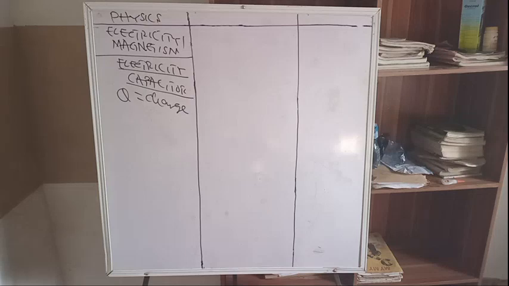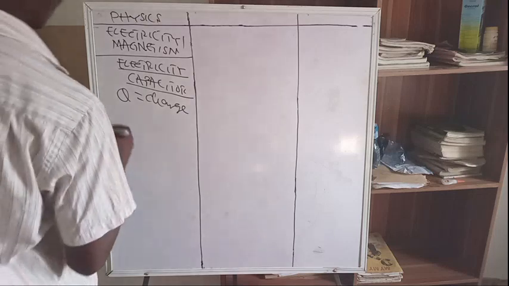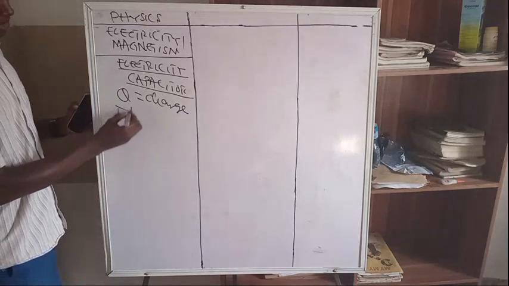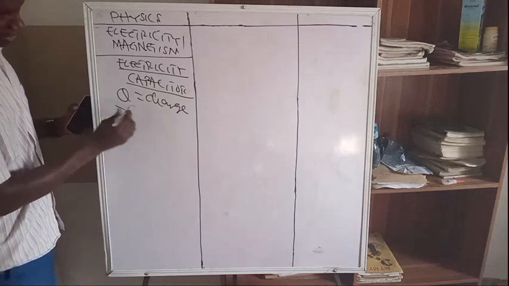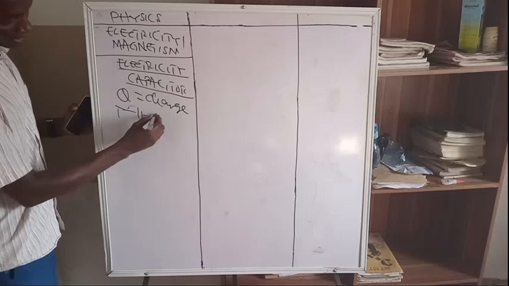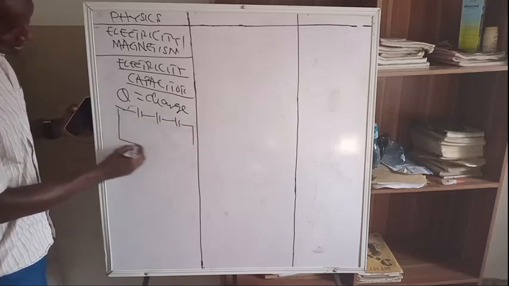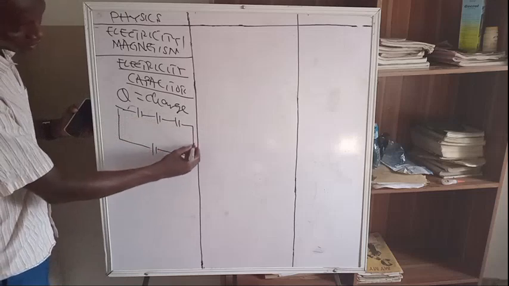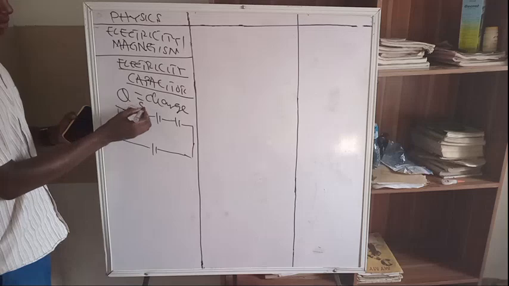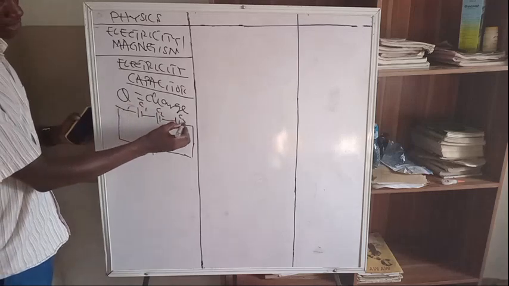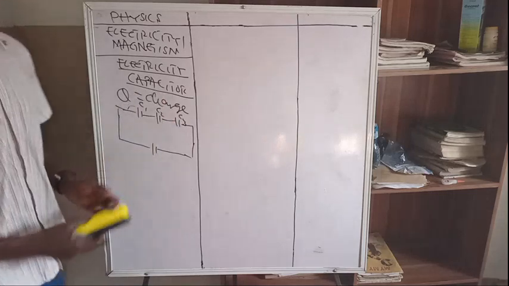So, when you are talking about capacitance, what do we mean? Now, this is the symbol of capacitance. If I draw this, you call them cells in physics, and the combination of two or more cells is what we call a battery. So this is a capacitor, this is a capacitor, this is also a capacitor.